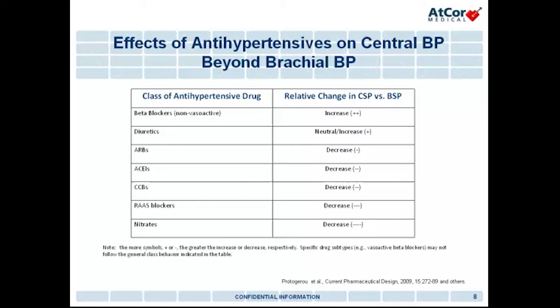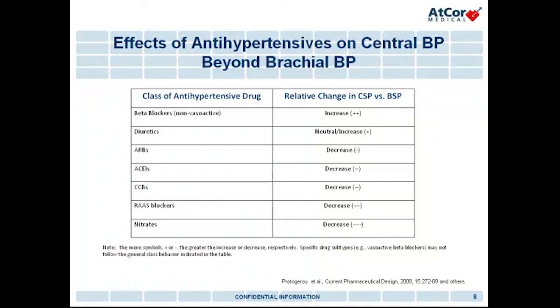So I just wanted to mention the effects of antihypertensives on central blood pressure. I just want to point out that non-vasoactive beta blockers, and that would be things like atenolol, which is very rarely used anymore, and also metoprolol, are both what we would consider to be non-vasoactive, and they tend to increase central systolic blood pressure disproportionate to brachial blood pressure, not increase, but the difference. Diuretics tend to be neutral. Angiotensin blockers and ACE inhibitors and calcium channel blockers all disproportionately decrease the central pressure as compared to the brachial pressure.